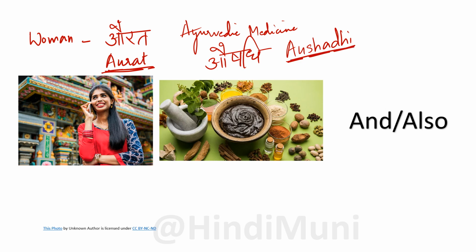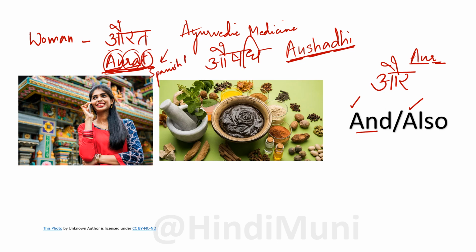Aushadhi. And this word is used as both, depending upon the context and its position. We'll be looking at it later. So the examples are o, t, t. Now this t is the Spanish t. It's not the English t. Aurat, aushadhi.